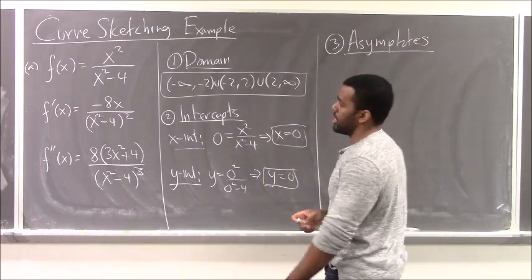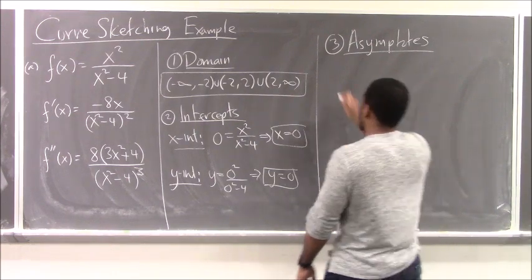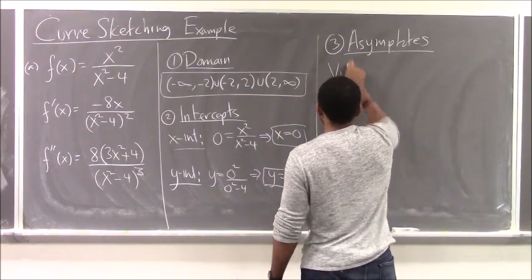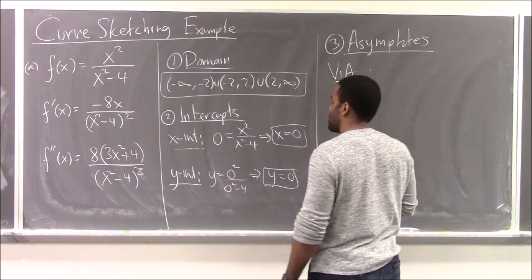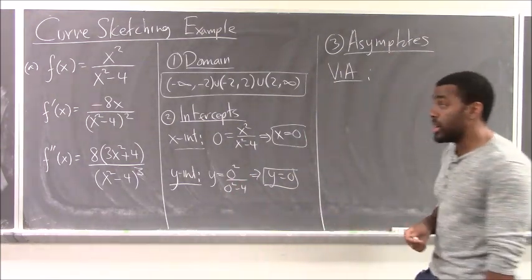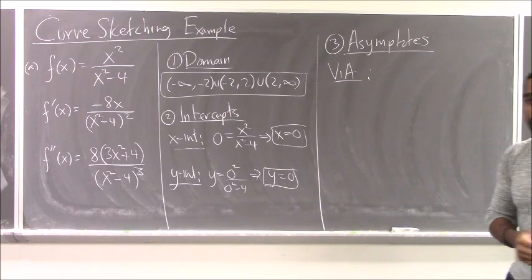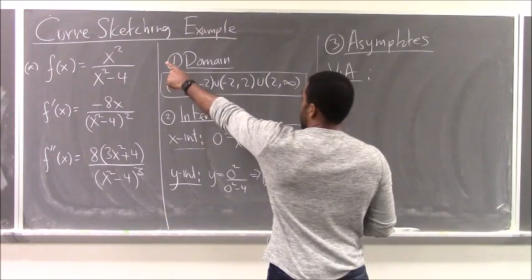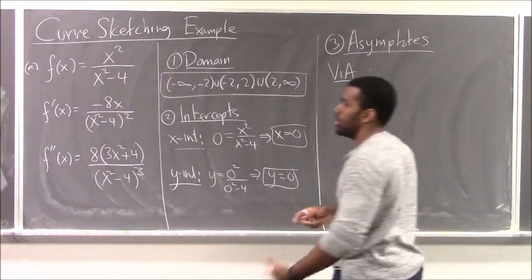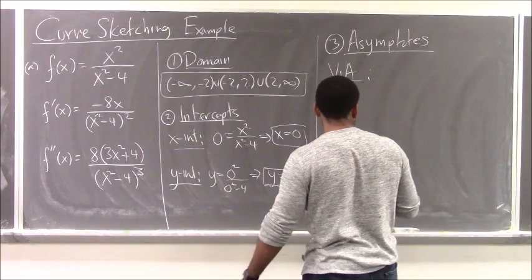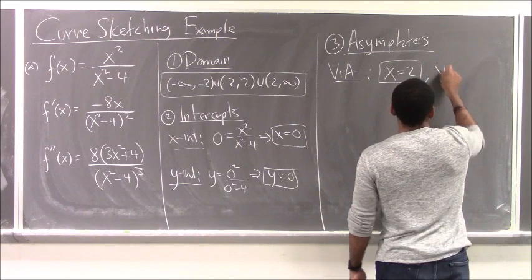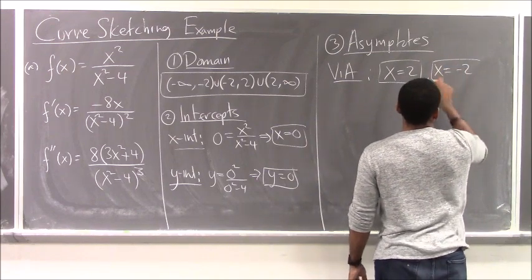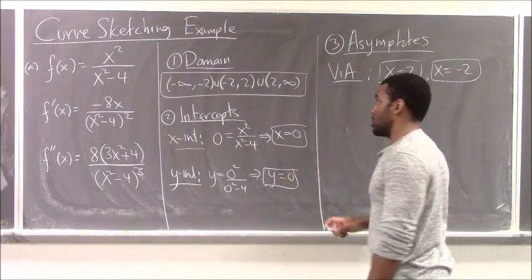So we are going to find the vertical and the horizontal asymptotes. Let's start with vertical asymptotes. Remember, the vertical asymptotes occur when the denominator is 0 and the numerator cannot be 0 at the same time for a rational function. So there's nothing to cancel the 0 factor in the denominator. So x equals 2 and x equals minus 2 are vertical asymptotes.